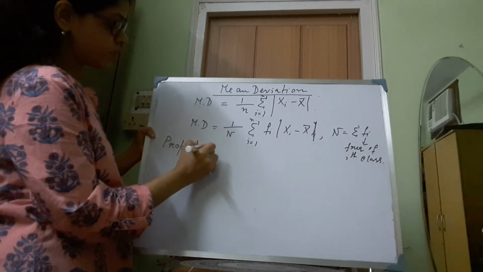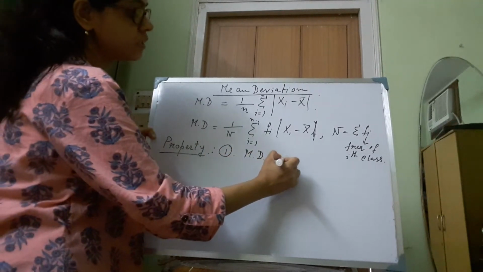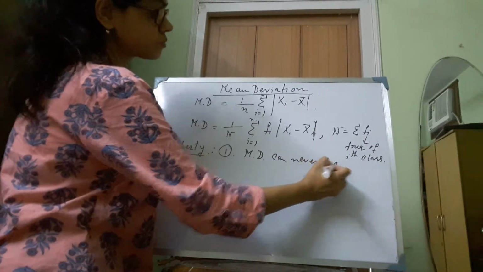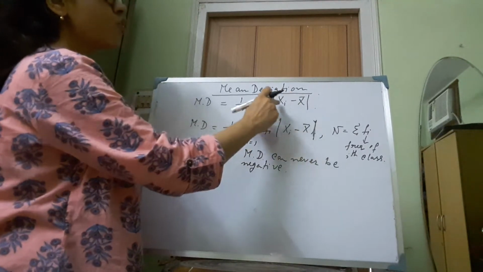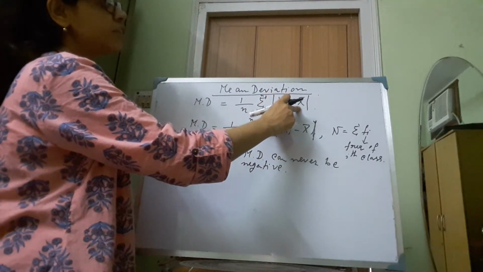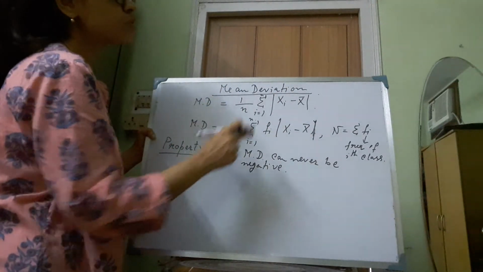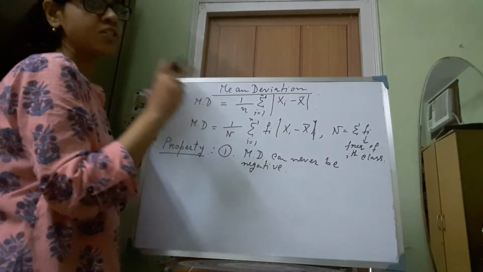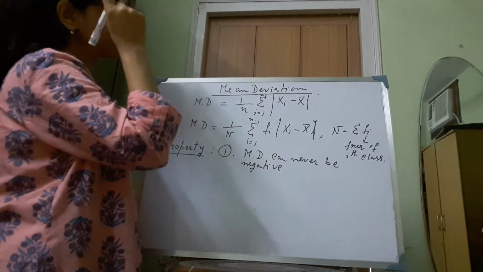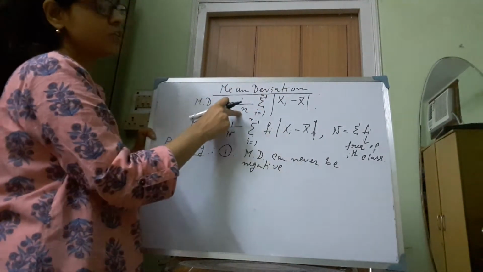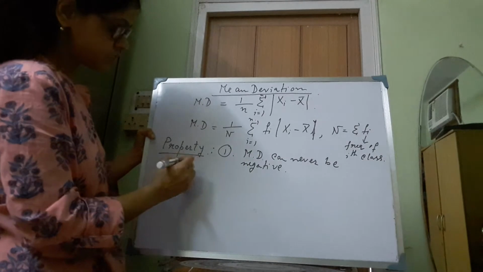Now next we consider the properties of the mean deviation. The first property is mean deviation can never be negative, because here we are considering the deviation of xi from the mean value, and we are considering the modulus value of that deviation. So this mod of xi minus x bar is always positive, and then we are taking the summation of all those deviations, and then we are dividing that sum by n, and we get the mean deviation. So therefore mean deviation can never be negative. So this is the first property.